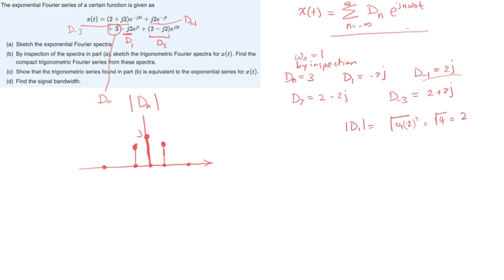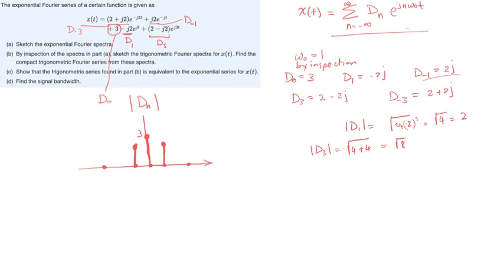We'll see later that the difference between those two comes from the phase term, not from the magnitude term. And then D3, what's the magnitude of that? So the magnitude of D3 is equal to the root of 4 plus 4, which is the root of 8, okay?